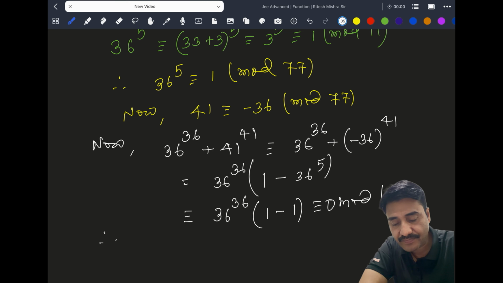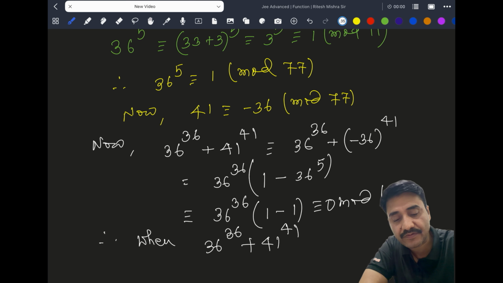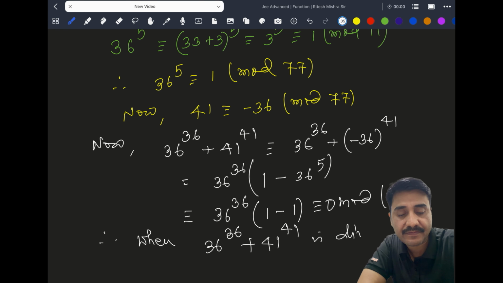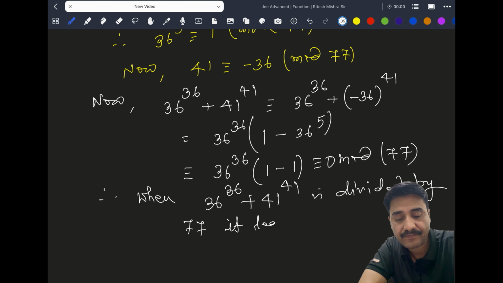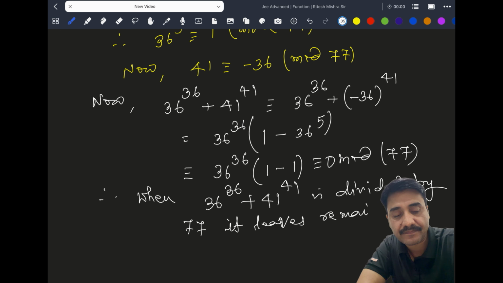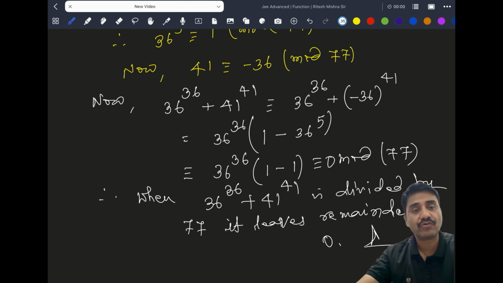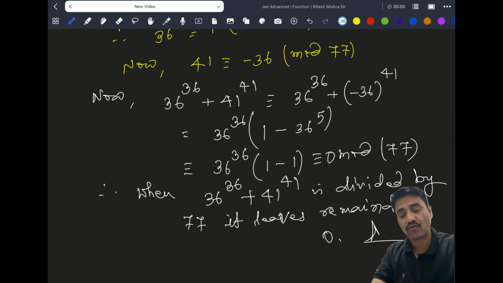This means when 36 raised to 36 plus 41 raised to 41 is divided by 77, it leaves remainder 0, hence proved.